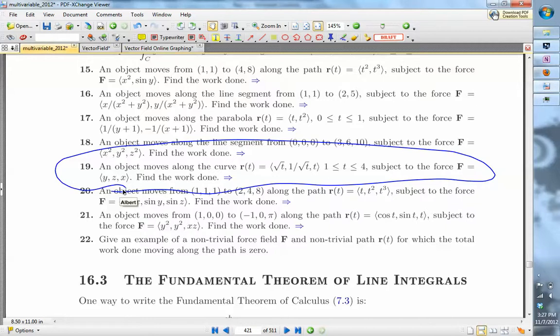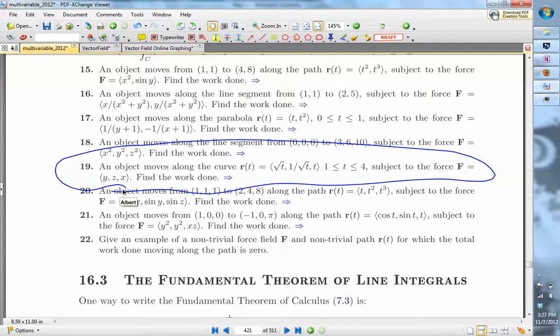So an object moves along the curve, this crazy curve, who knows what it looks like, for the parameter range 1 to 4. And while it's doing that, it's traveling through a force field that acts like this. And note here this shuffling of coordinates, y, z, x. I don't really have a good image of what the curve looks like. I don't have a good image of what the force field looks like. Don't really care. Okay? I'm just going to apply this formula here and figure out how much work is done.